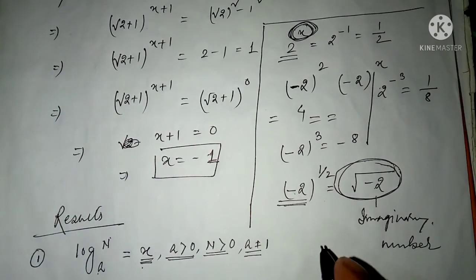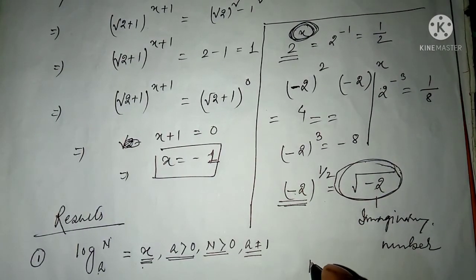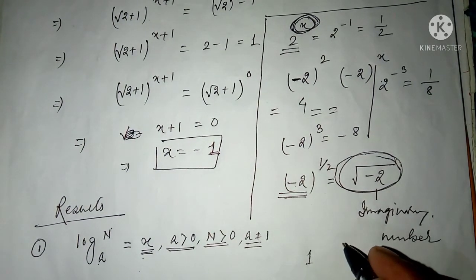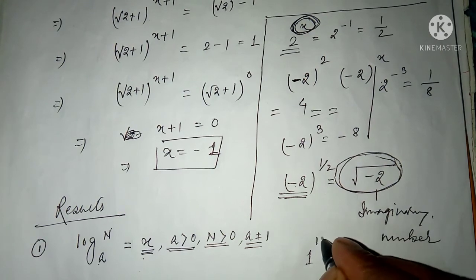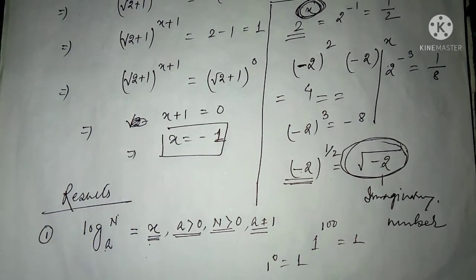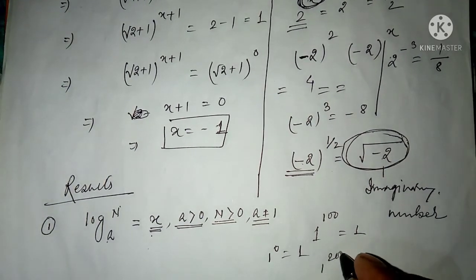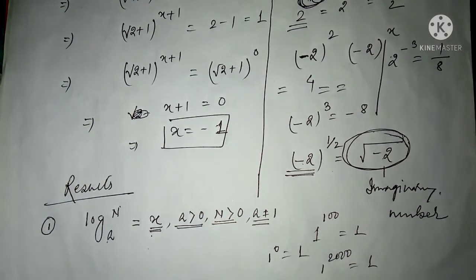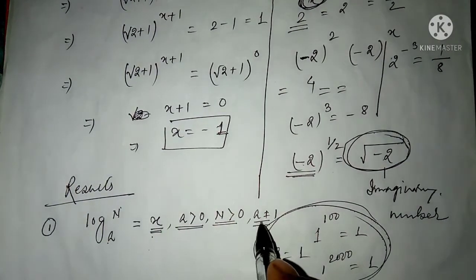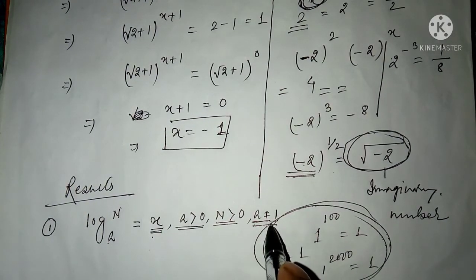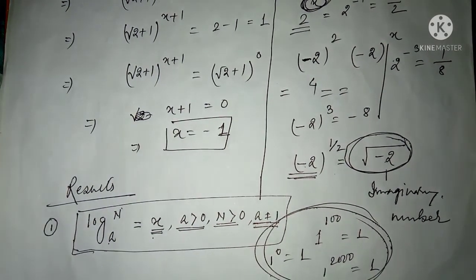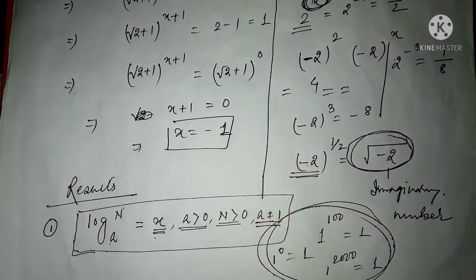Now a is not equal to 1 means, if I write any power of 1, any power of 1 always gives us how much? 1. So you will not get another answer. Say 1 power 100, it is also 1. 1 power 0, it is also 1. 1 power 2000, it is also 1, isn't it? So see, there is no change. You are getting a constant answer. So we have eliminated this condition, that a cannot be 1. So these are the restrictions that we have observed.